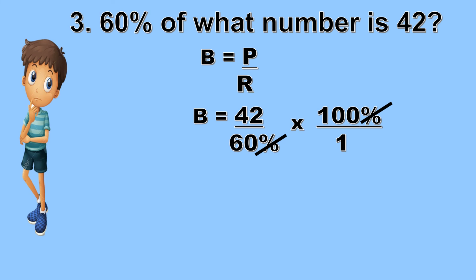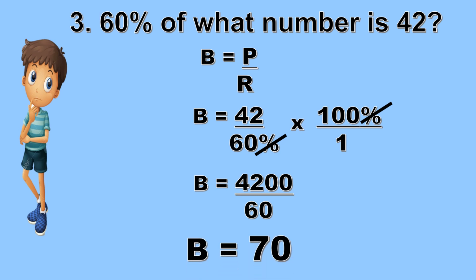42 times 100 equals 4,200. Then, 60 times 1 equals 60. Now, we have 4,200 divided by 60. Then, divide. 4,200 divided by 60. Therefore, the answer, base, equals 70.